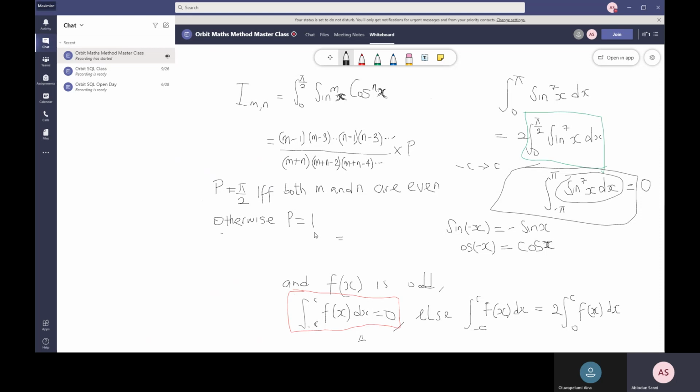So if m is even and n is odd, p is 1. If m is odd and n is even, p is still 1. If both of them are odd, p is still 1. But it's only pi over 2 when both of them are even.